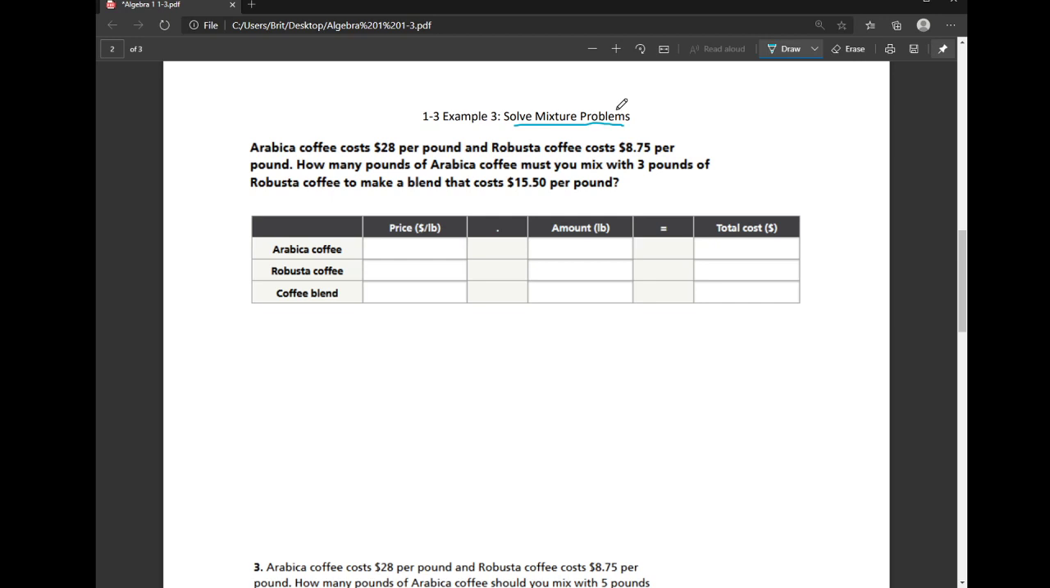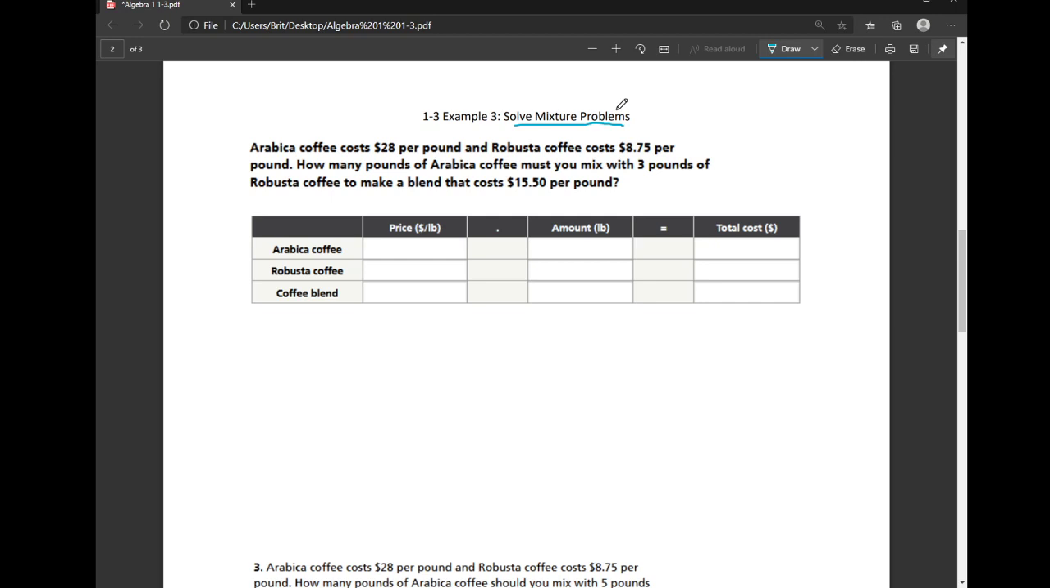So we have two types of coffee, the Arabica and the Robusta, and we know their cost per pound. So what we're trying to do is figure out how much of the Arabica coffee we have to mix with 3 pounds of the Robusta coffee to make a blend that's costing a certain amount. Alright, so a blend that's costing $15.50 per pound.